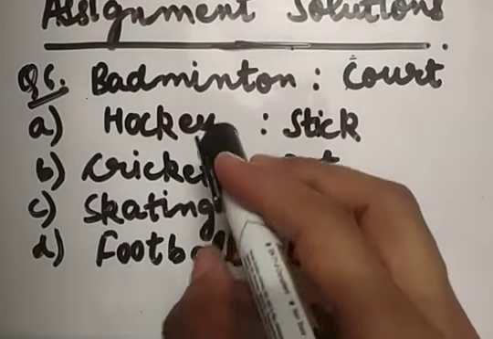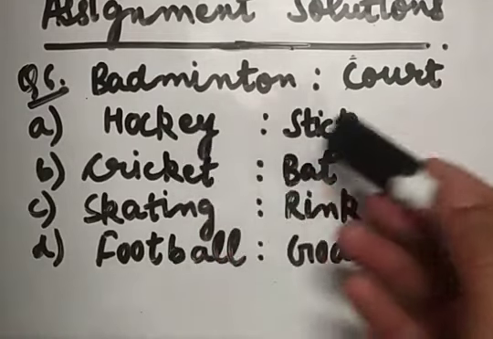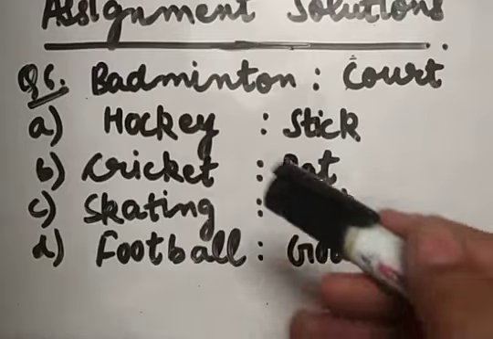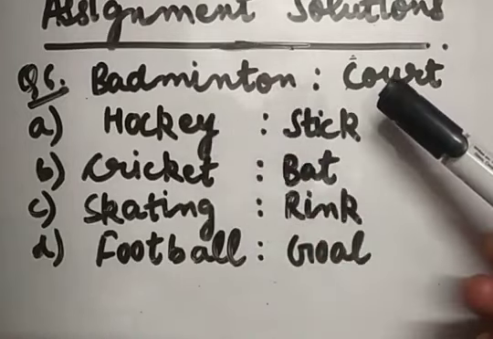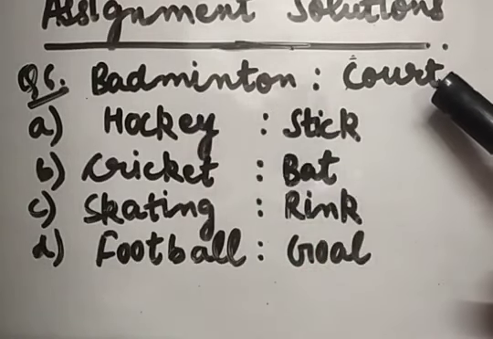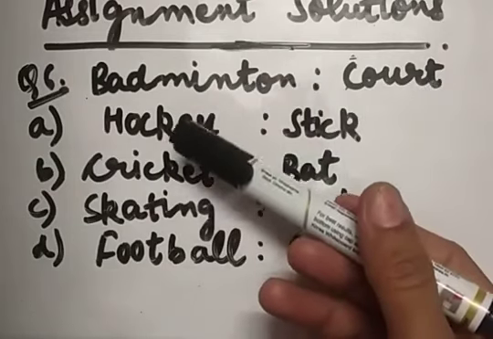Question 6 is badminton court, and the 4 alternatives are hockey stick, cricket bat, skating ring, football goal. First of all, for this badminton court, the relationship is badminton is a game which is played in a court. Let us talk about the other options.